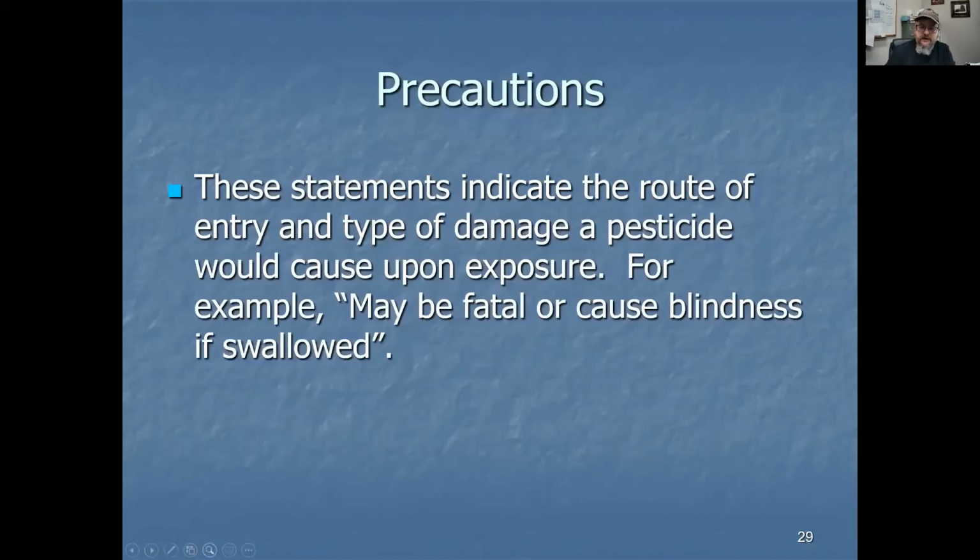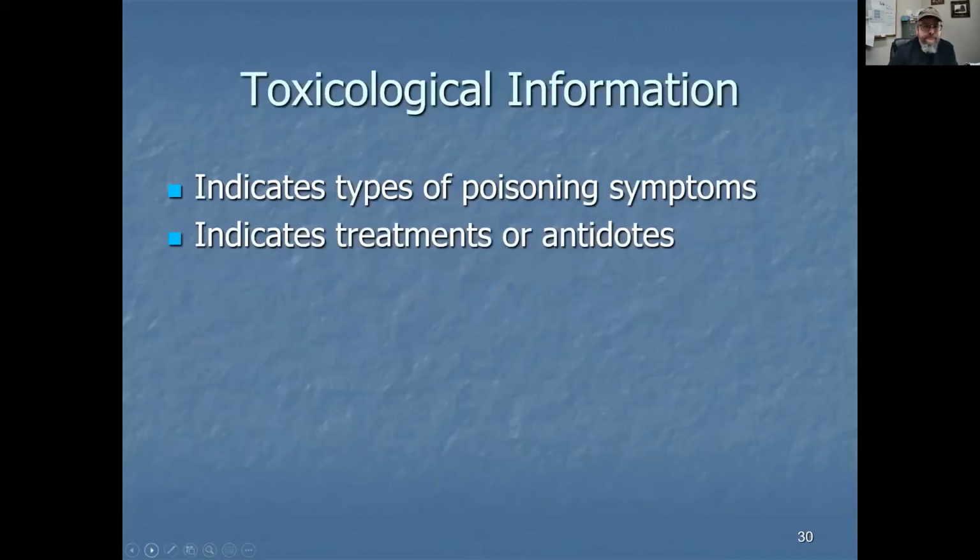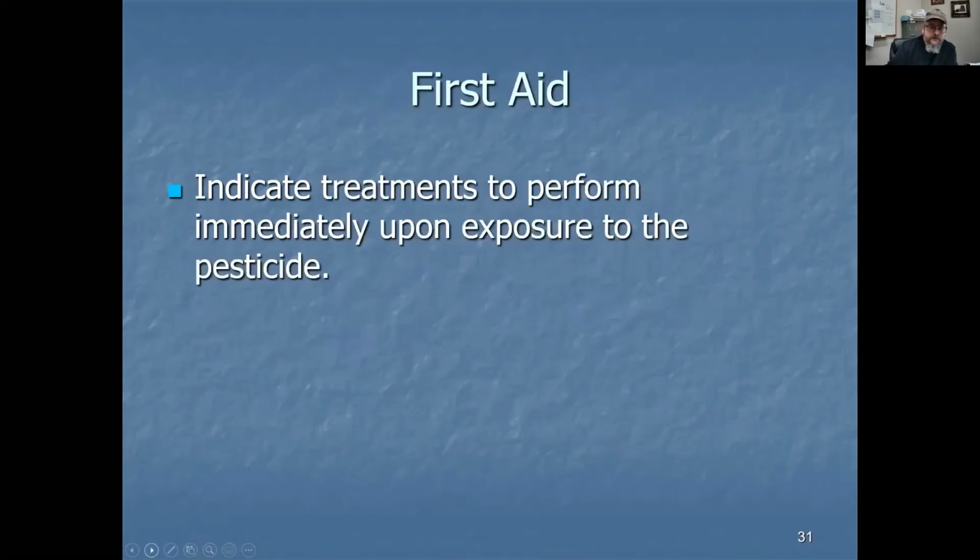Precautions. These statements indicate the route of entry and type of damage a pesticide would cause upon exposure. For example, may be fatal or cause blindness if swallowed. These are precautions you'll find in labels. Toxicological information indicates types of poisoning symptoms, indicates treatments or antidotes. And also there'll be first aid measures, indicates treatments to perform immediately upon exposure to the pesticide.